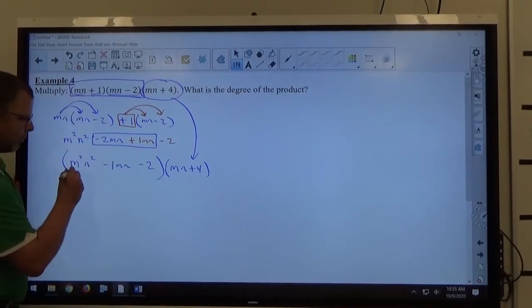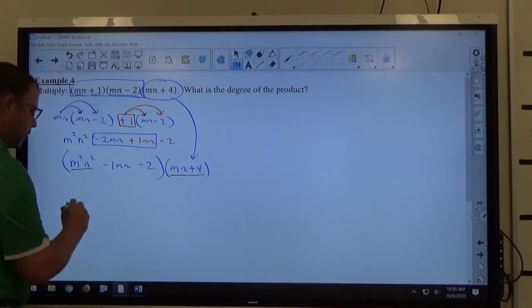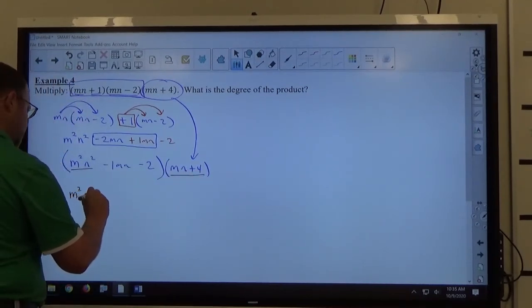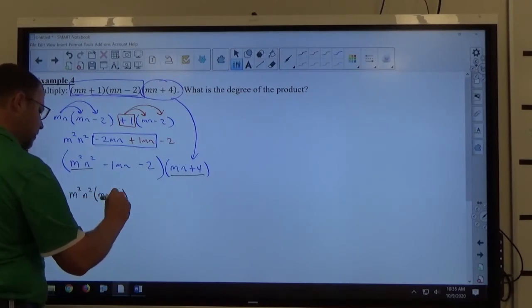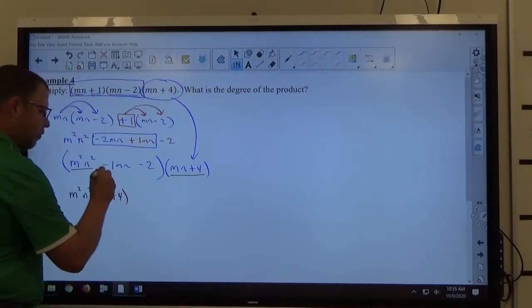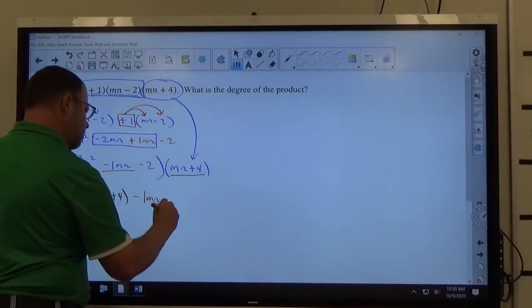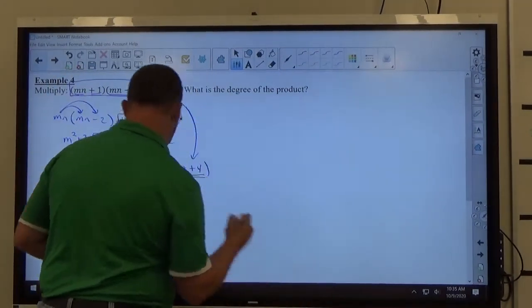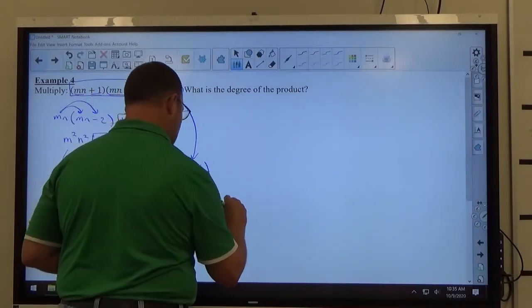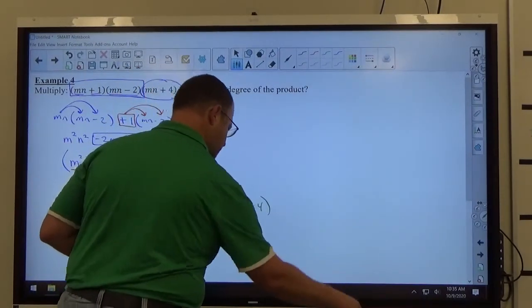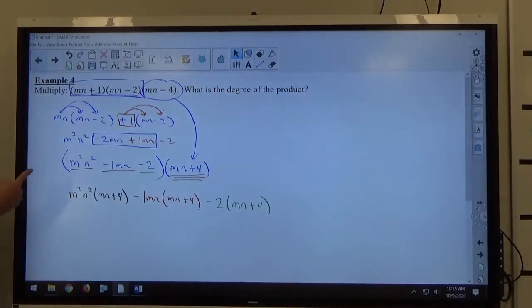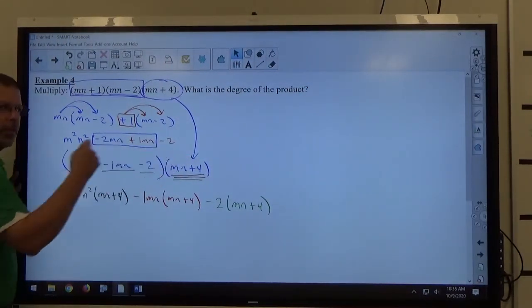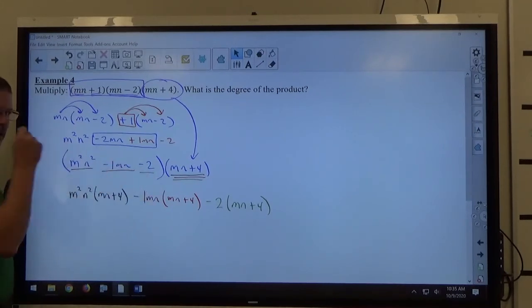We have object 1, m squared n squared, going to be multiplied by mn plus 4. We have negative 1mn being multiplied by mn plus 4. And we have a negative 2 being multiplied by mn plus 4. Every object in the first polynomial multiplied by the second polynomial. This time there's 3 objects, so we get 3 multiplications happening. Each one of these, black, red, and green, is a distributive property scenario.